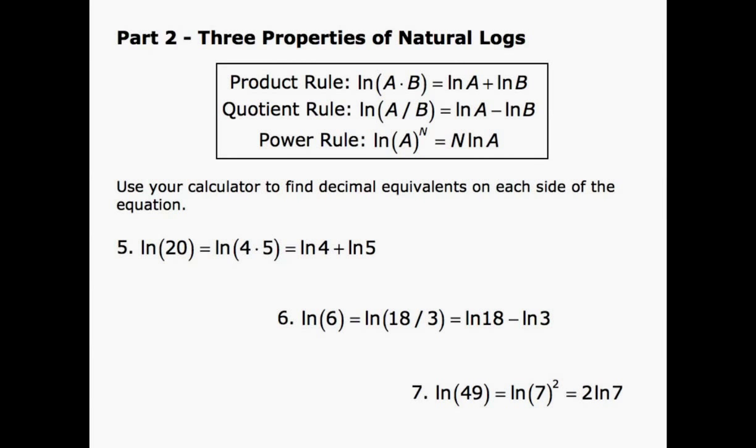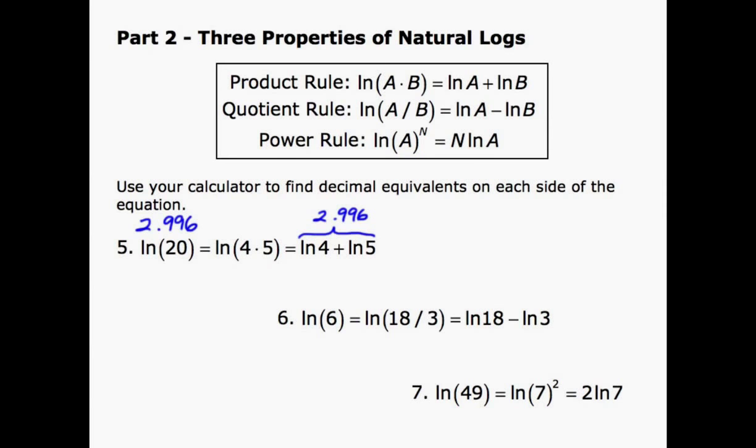To convince yourselves that these properties actually hold true for natural logs, I've given you basically the same examples as in the properties video a few videos back. So I'd like you to get your calculator out and find the decimal equivalents on each side of the equation. In other words, I'd like you to test on your calculator the natural log of 20 versus the natural log of 4 plus the natural log of 5. So I'll give you a moment to do that. In doing these two calculations, you should conclude that the results are the same on both sides.